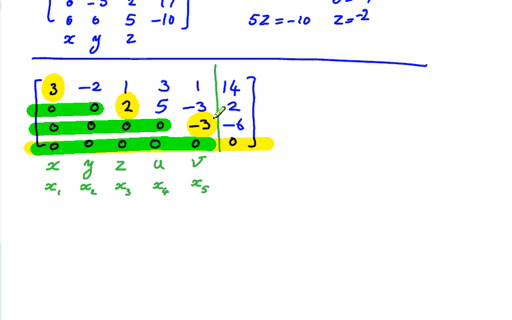Now we are going to have a bit of terminology. The variables that are associated with the pivots, we are going to call them dependent variables or leading variables.